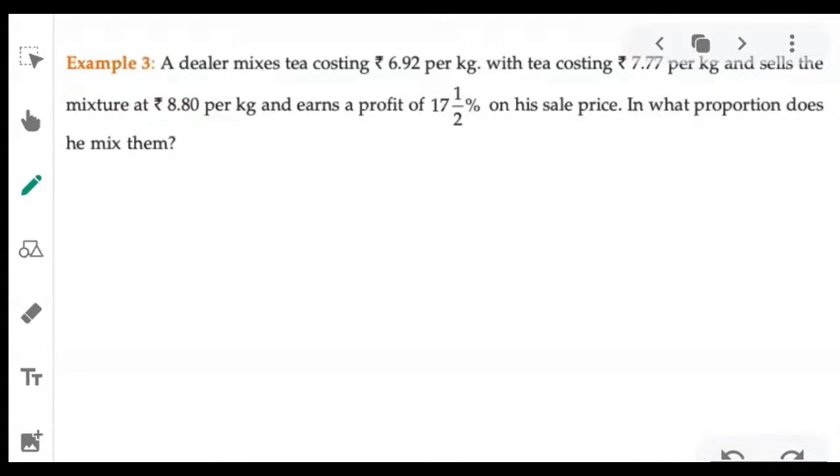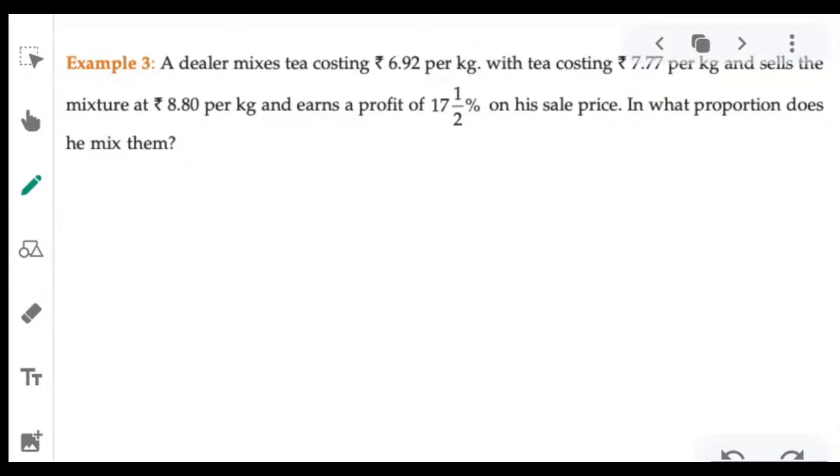So who will read this? Bhavani, can you read this question for me? Yes, ma'am. Is everyone else done with the previous question? Yeah, cool. A dealer mixes tea costing rupees 6.92 per kg with the tea costing rupees 7.77 per kg and sells the mixture at rupees 8.80 per kg and earns a profit of 17 and a half percent on his sale price. In what proportion does he mix them?